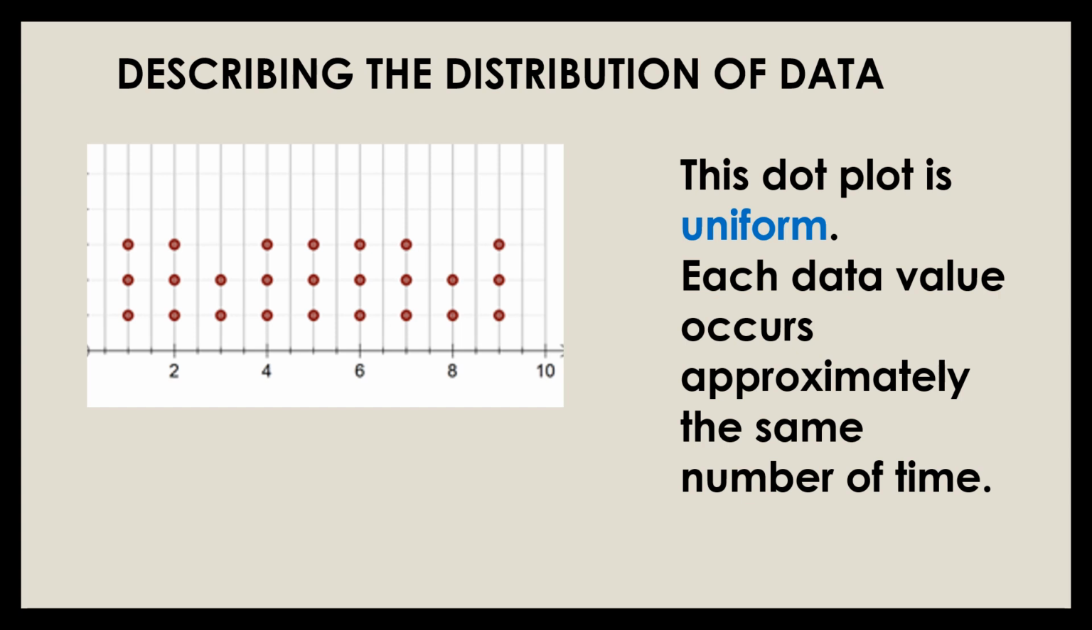Uniform distribution is what this one is. Each data value occurs approximately the same number of times. It looks very flat. They're all about the same.